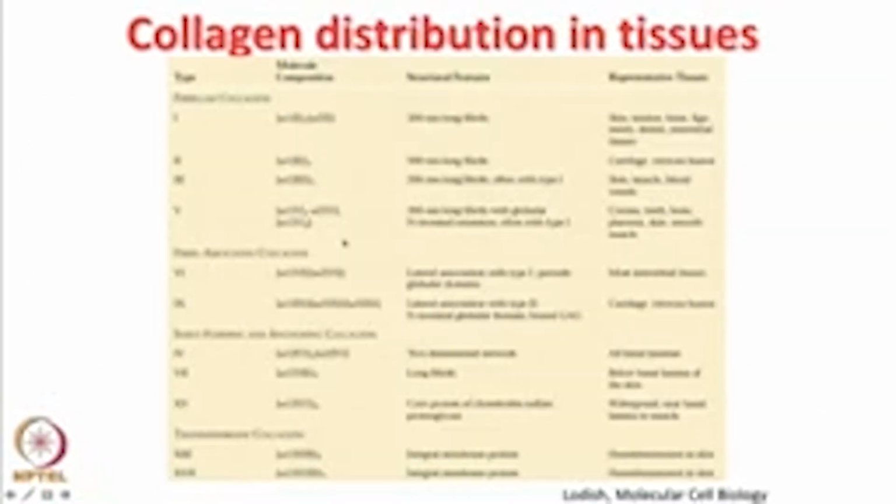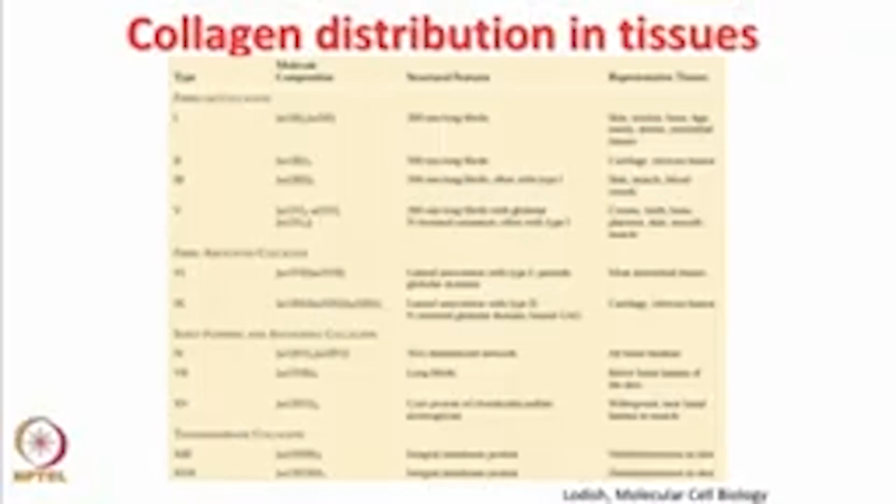If you look at the collagen distribution in tissues, fibrillar collagens are in tissues like skin, tendon, bone or ligaments. Collagen 2: cartilage, vitreous humor. Collagen 3: skin, muscle, blood. So, the fibrillar collagens are present in high content in those tissues where a lot of forces get generated, for example, the tendon or bone, which need to be sturdy. So, they participate in providing tensile strength to these structures, to these organs.